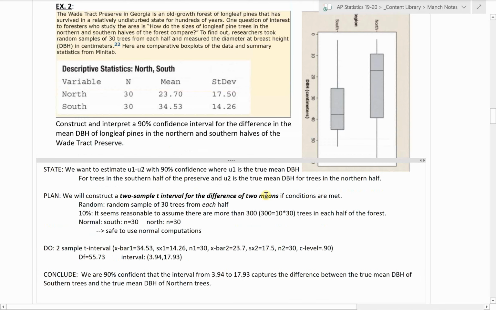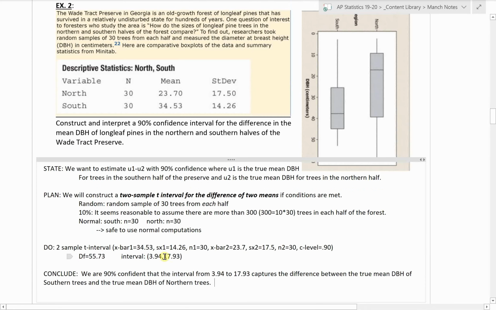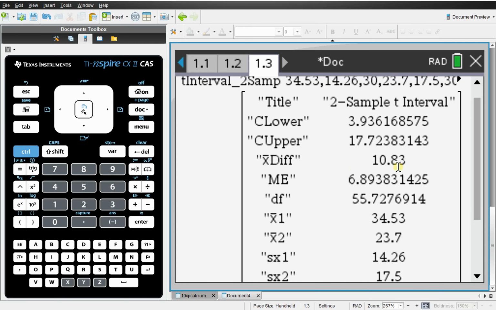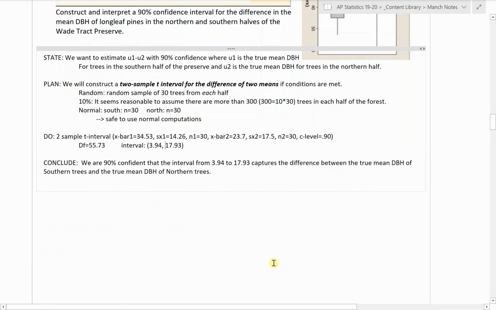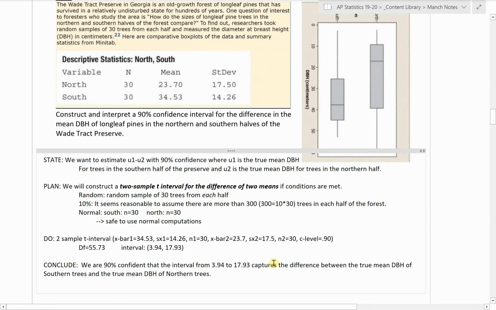So this gives us pretty strong evidence that the southern trees are in fact larger, since 0 is not one of the plausible values and all the plausible values are positive. We have a high level of confidence that the southern trees are larger, and we would estimate that the actual difference is somewhere between 3.94 and 17.93. Our specific point estimate would be the midpoint of that, which we could glean off our calculator, was 10.83. Okay, so that is constructing a confidence interval for the difference of two means.